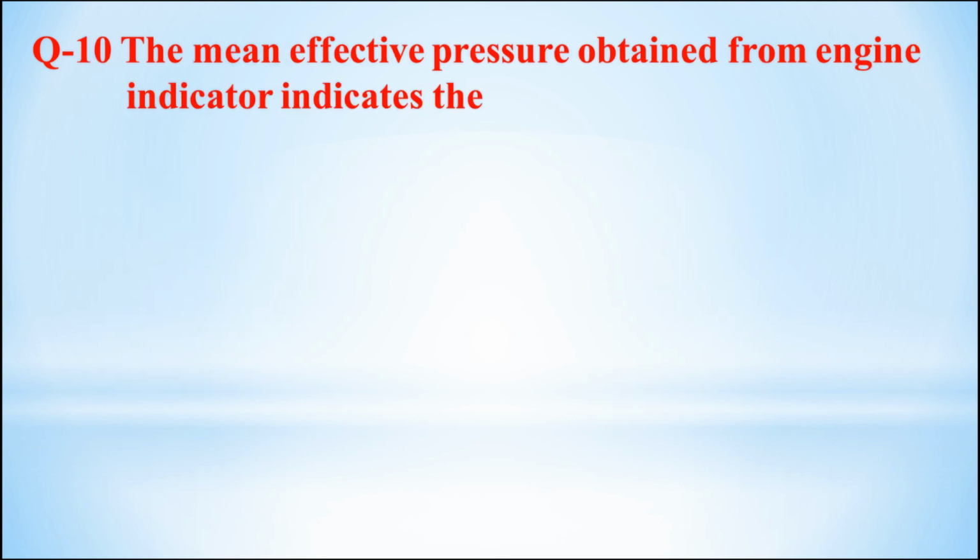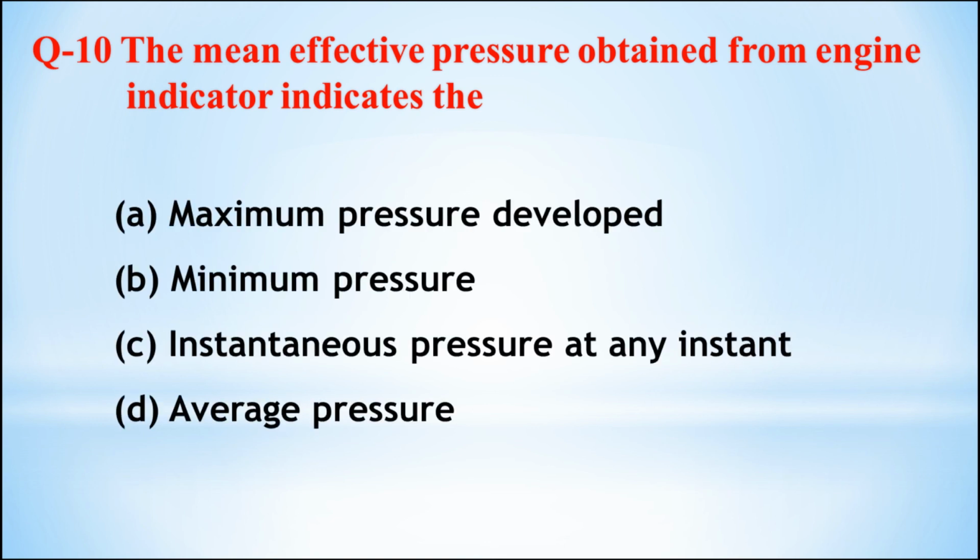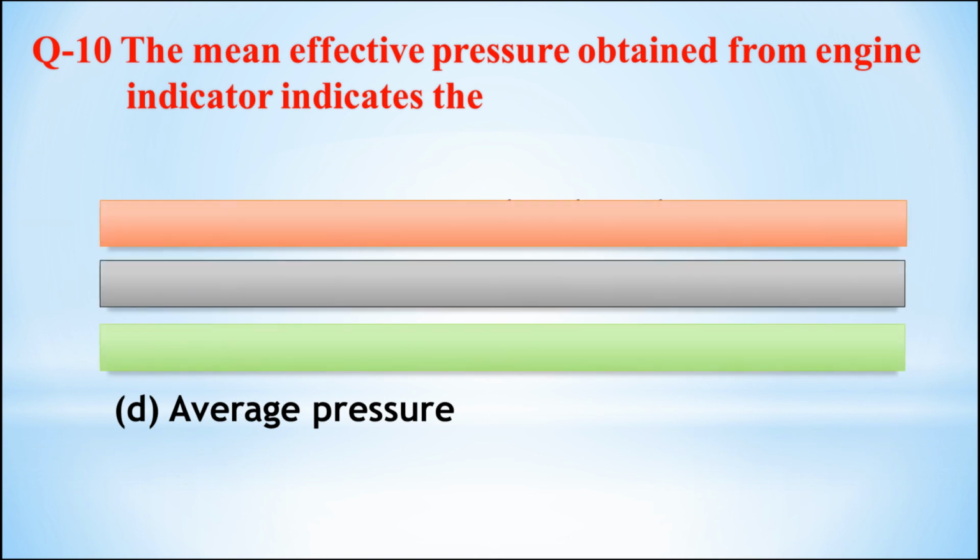Question number 10. The mean effective pressure obtained from engine indicator indicates the: option A, maximum pressure developed; option B, minimum pressure; option C, instantaneous pressure at any instant; option D, average pressure. We have already discussed in our previous slide that the mechanical indicator is used to measure the indicated horsepower and mean effective pressure, and it will measure the average pressure. So the right answer is option D.